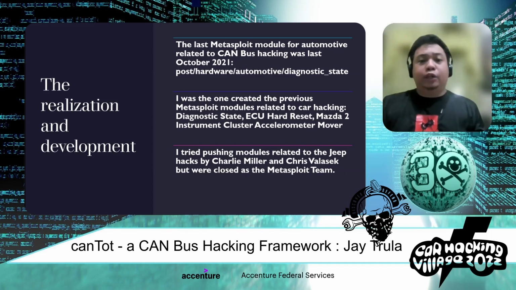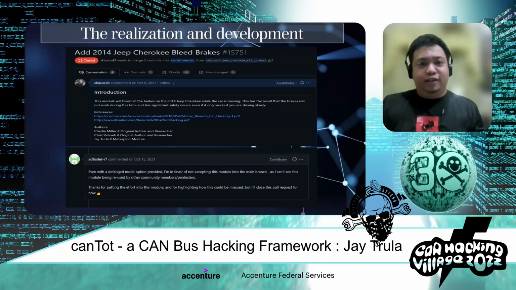I tried pushing some modules related to the Jeep hacks by Charlie Miller and Chris Valasek, but they were closed by the Metasploit team. This was the one that I actually tried contributing a year ago, and the module will bleed all the brakes on the 2014 Jeep Cherokee. We all know that's very old, right? But I just wanted to put it in Metasploit as a reference and for people to try it out.